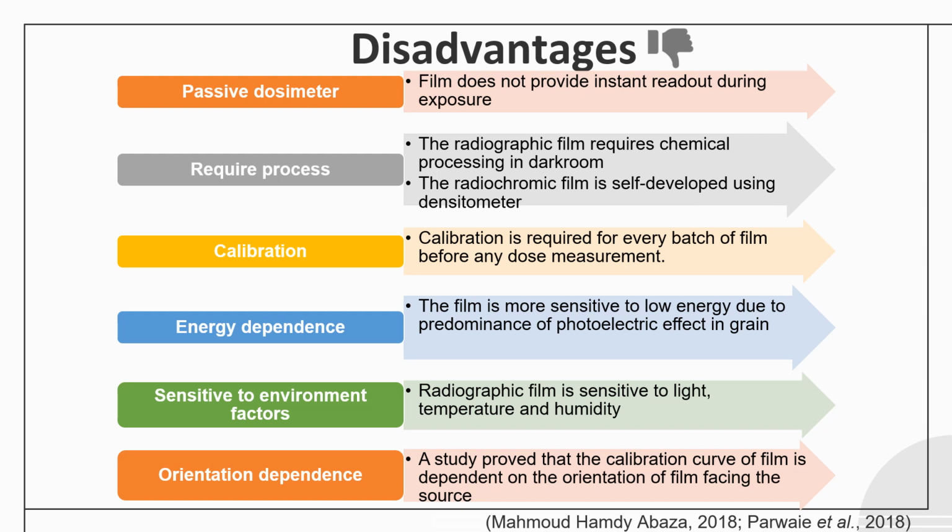Next, films show energy dependence characteristic. It is more sensitive to low energy photon due to high possibility of photoelectric effect in the film. In addition, the film is sensitive to environmental factor. For instance, the radiographic film is sensitive to light, temperature, and humidity. Lastly, there is a study proof that the film is orientation dependent, meaning that the orientation of film facing the radiation source needs to be considered in the dose measurement.